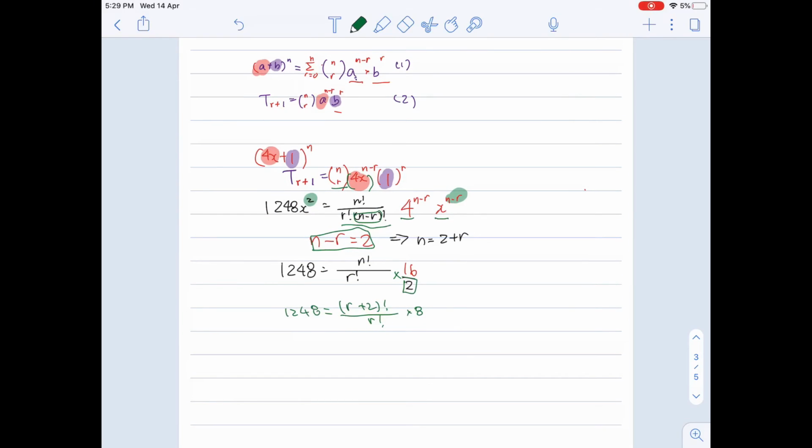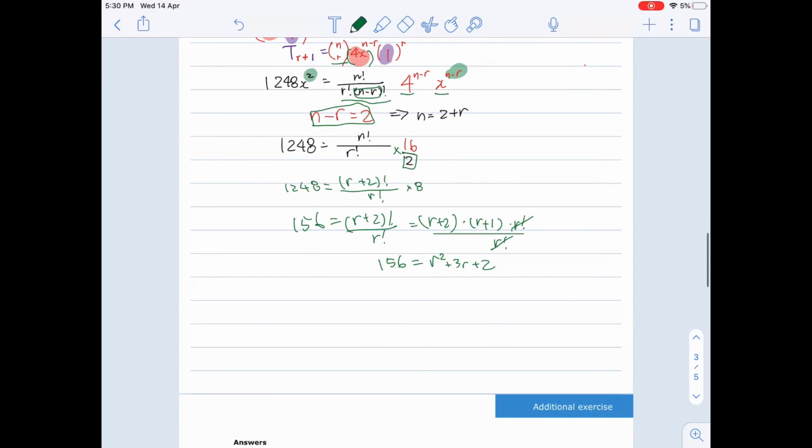And then dividing both sides by 8, we get 156 equals (r plus 2) factorial divided by r factorial. And then we can simplify (r plus 2) factorial as this: (r plus 2) times (r plus 1) times r factorial. This is what we want to see. The r factorial gets cancelled and you're only left with (r plus 2) times (r plus 1), which is r squared plus 3r plus 2 equals 156.